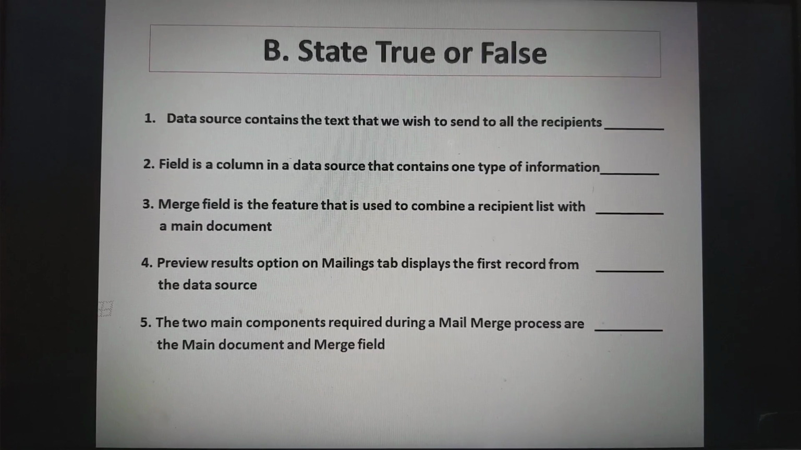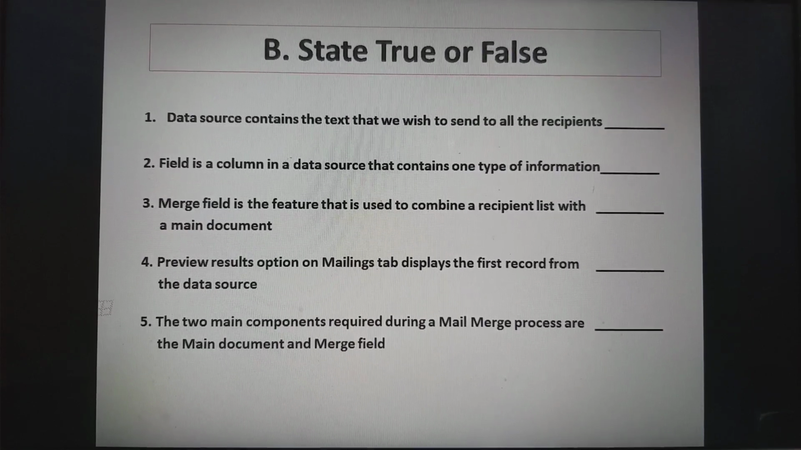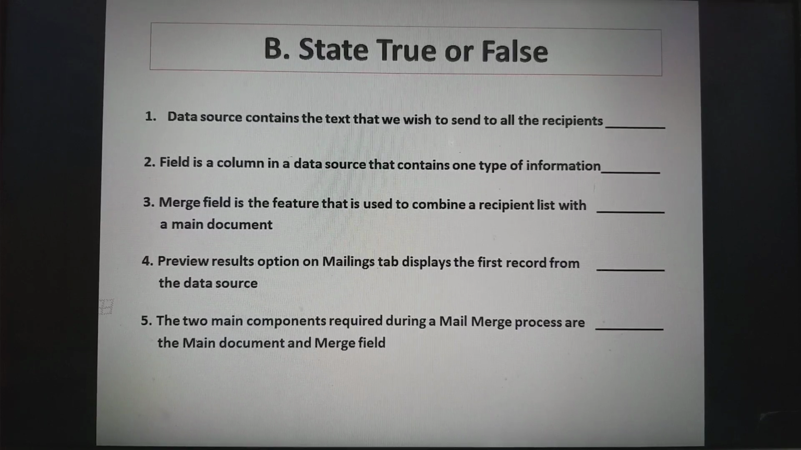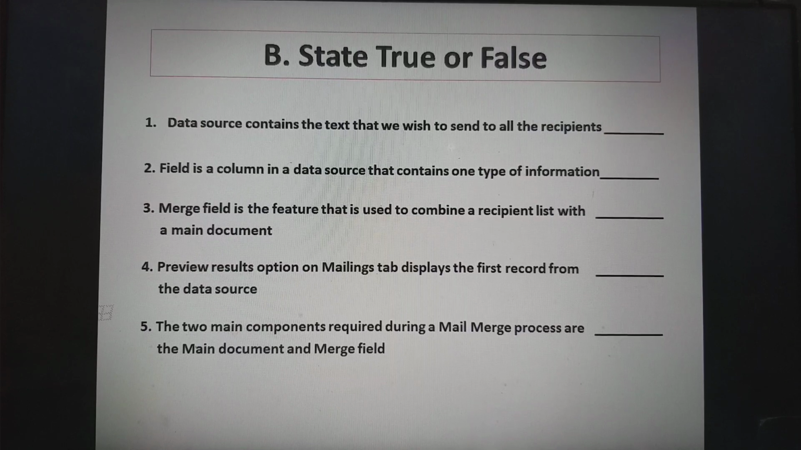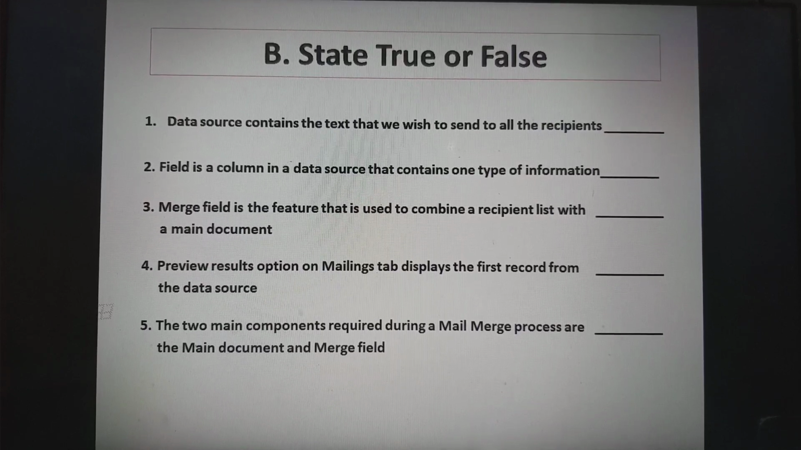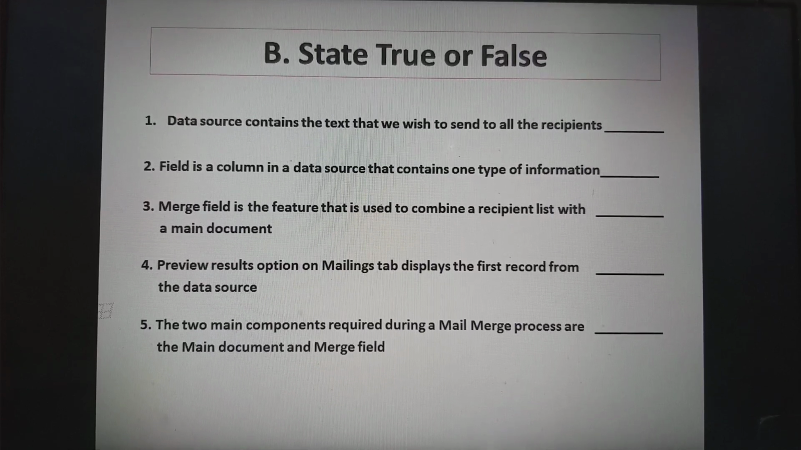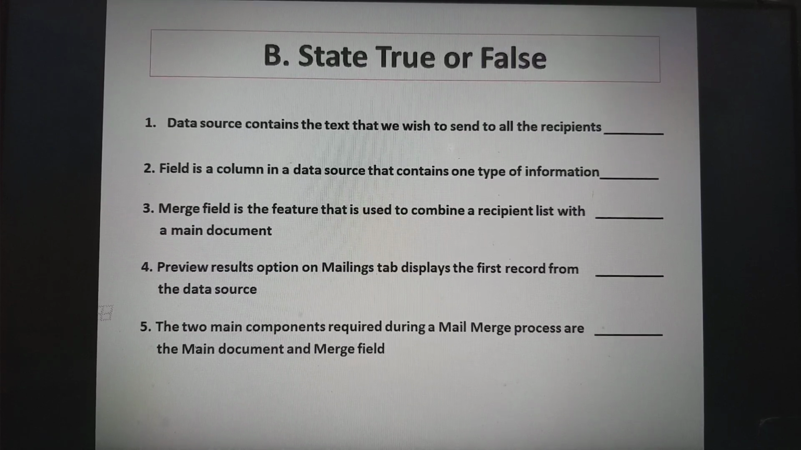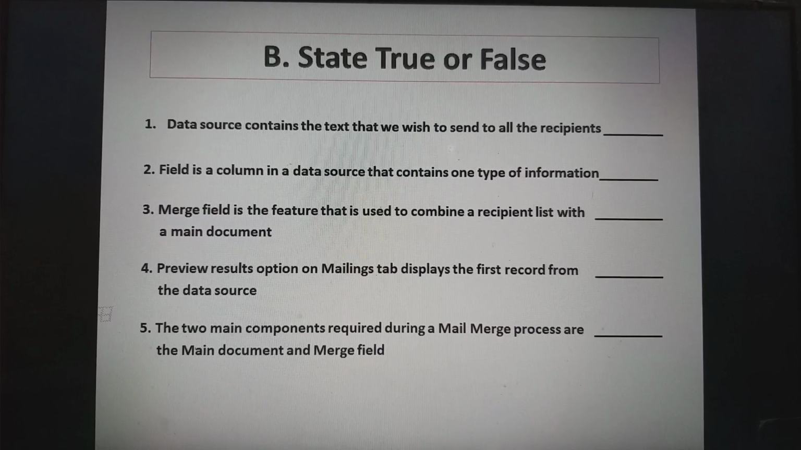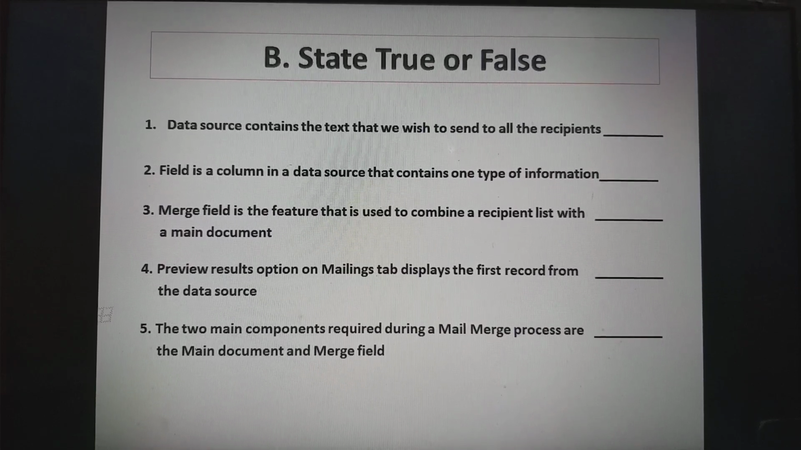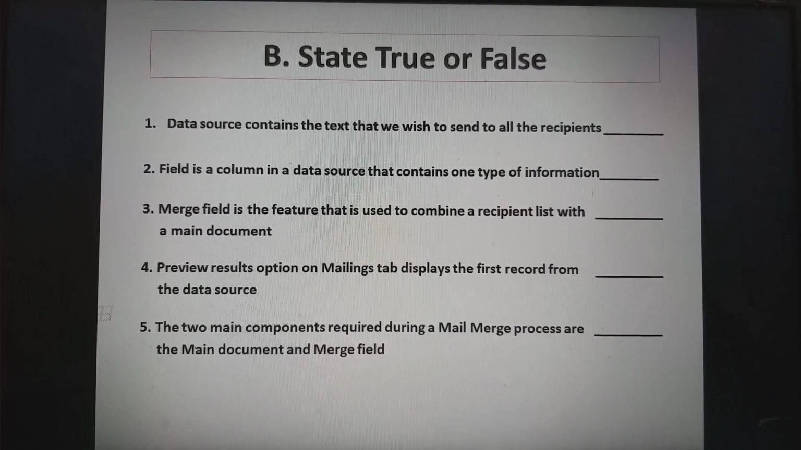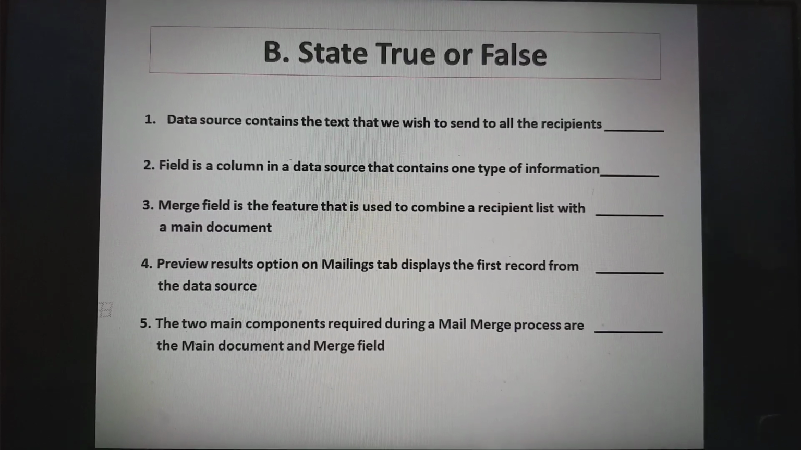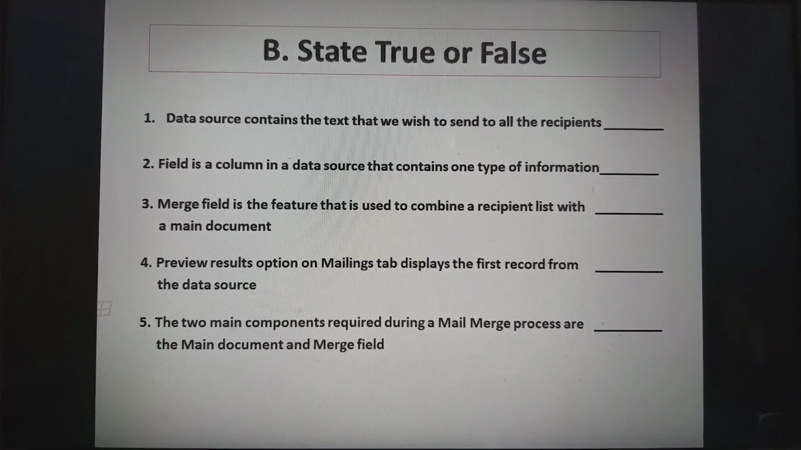Now see number 3. Merge field is a feature that is used to combine a recipient list with a main document. It will be true, because it is used to combine the recipient list, that is data source, with a main document. Now see number 4. Preview Results option on Mailings tab displays the first record from the data source. It will be true, because by default it displays the first record from the data source.